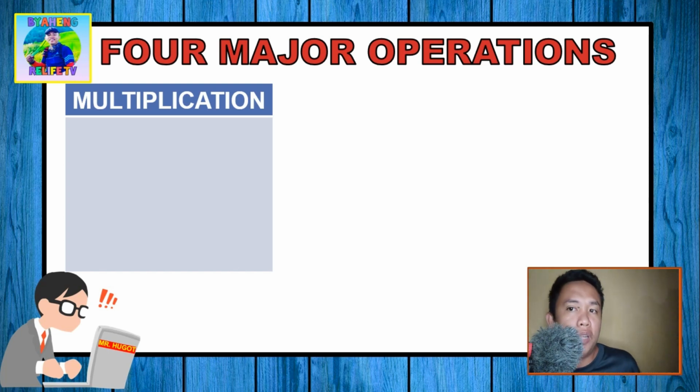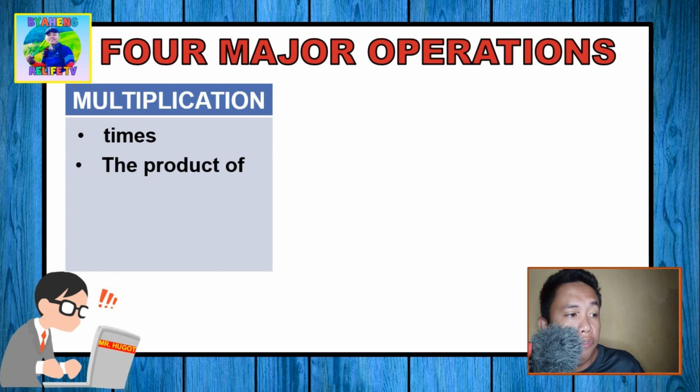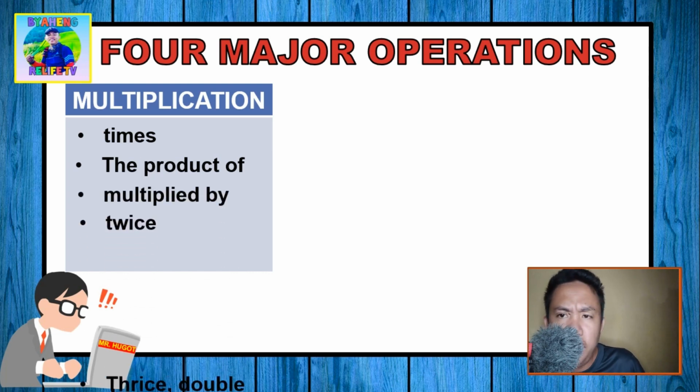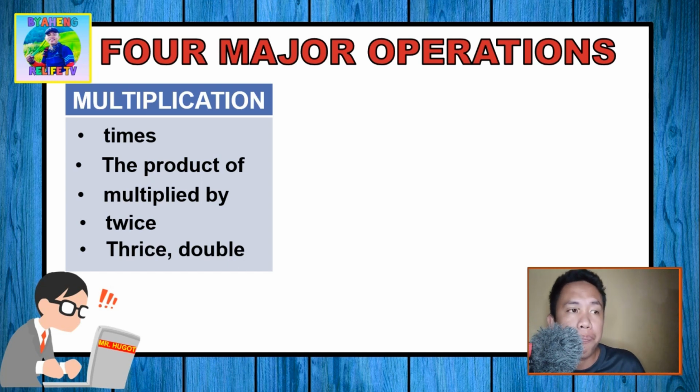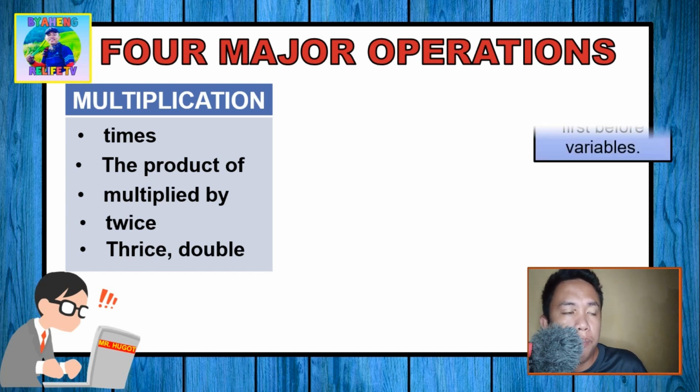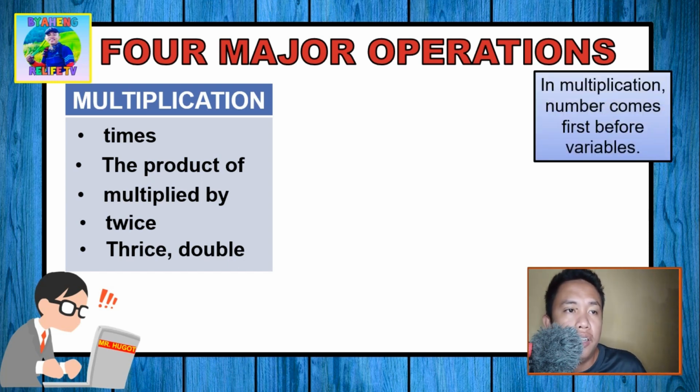Let's have some example para mas maintindihan nyo. So, the keywords for multiplication is times, the product of, multiplied by, twice, thrice, or doubled. Okay. Let's have some example. Ito yung nabanggit ko sa inyo. In multiplication, the number comes first before variable. Number muna bago letter. Yun ang ibig sabihin niya.